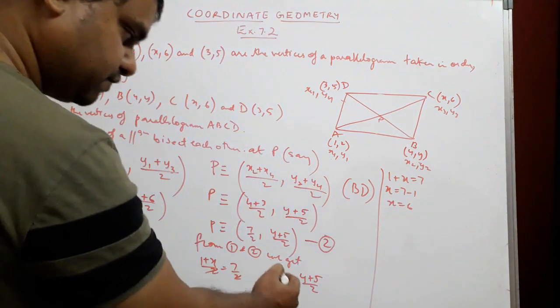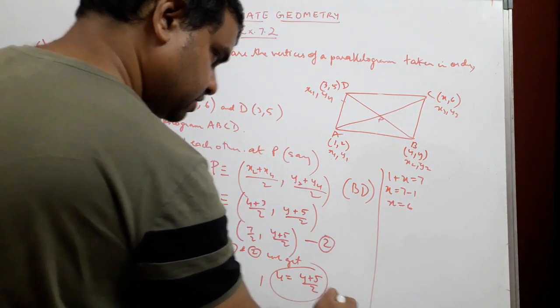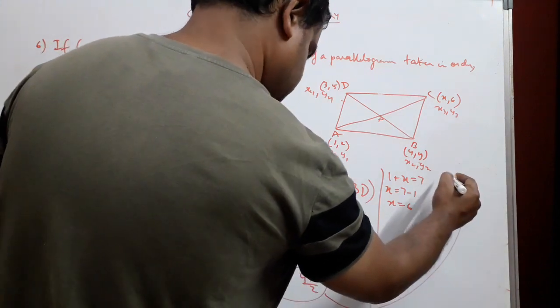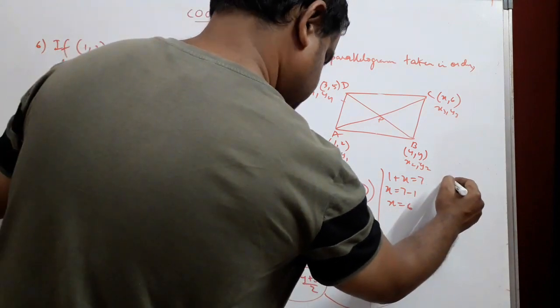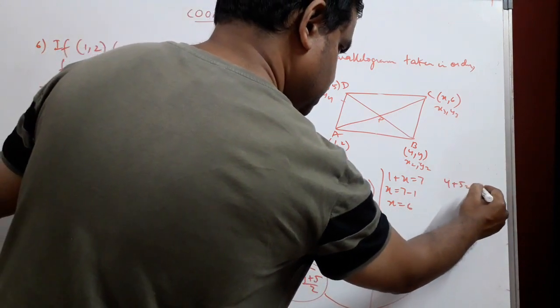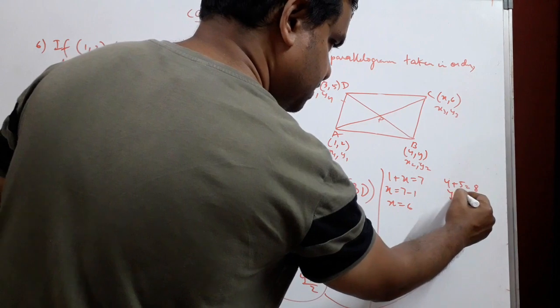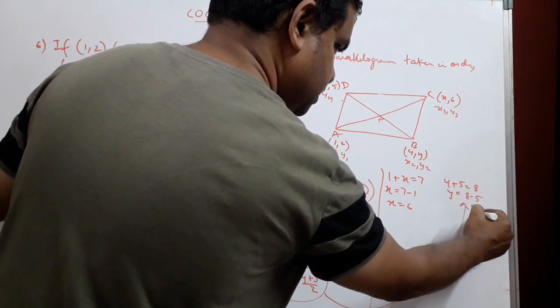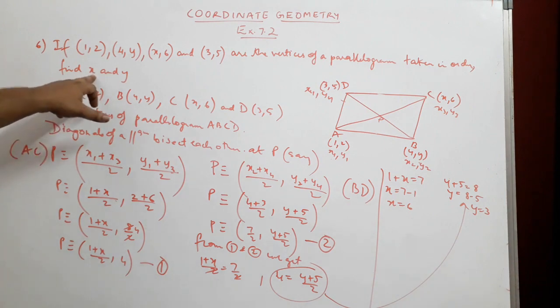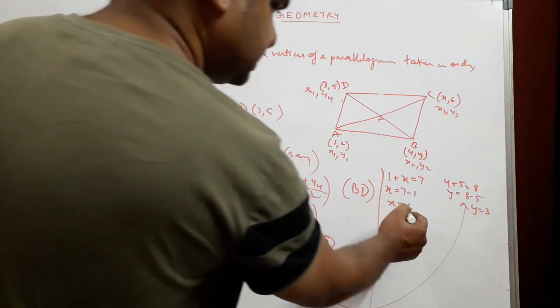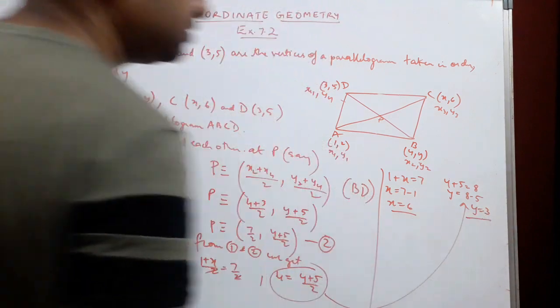And in case of this particular one, I'll take 2 and multiply it with 4. So I get y plus 5 equal to 8. I take 5 on the other side, it will be y equal to 8 minus 5, y equal to 3. So I get the value of x as well as the value of y, which is actually what we are asked. X is 6, y is 3.